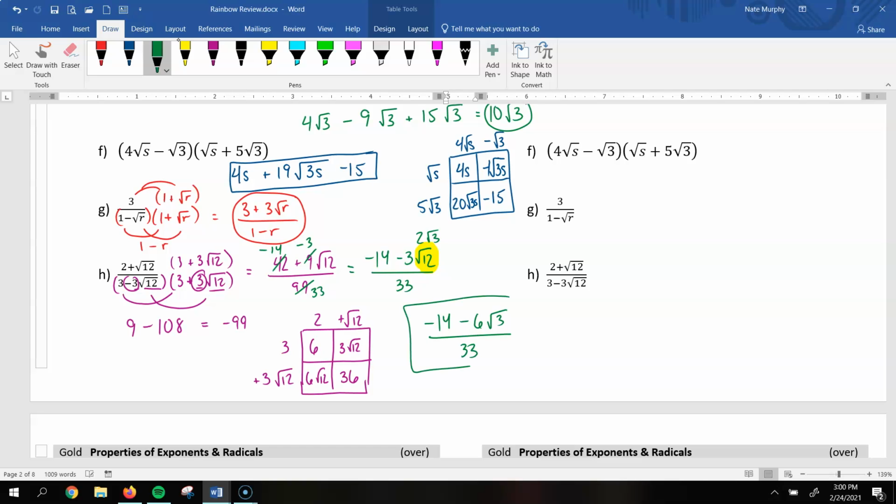And again, that cannot be reduced any further, because even though 3 goes into 6 and 33, 3 does not go into 14. So this would be your final answer for letter H. The only alternative would be if you had kept these as positive. Technically, you could have the negative here, or you could have the negative down here. But remember, it's proper not to leave a negative in the denominator. So I like to just distribute it through the numerator.